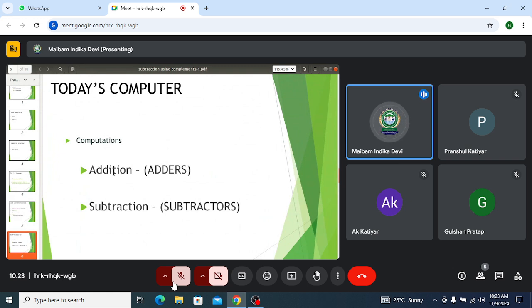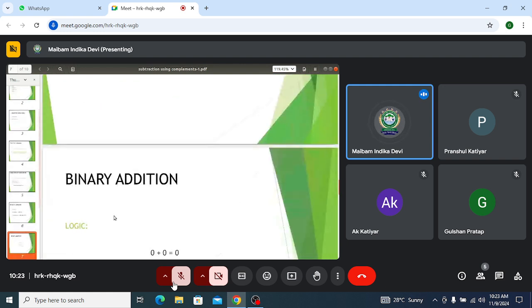Clear? So addition is implemented through circuits called adders. Subtraction is done through subtractors. This you will be doing later in different units. Forget about how adders and subtractors are implemented. Now let's focus on the addition process and the subtraction process. So let's see binary addition first.